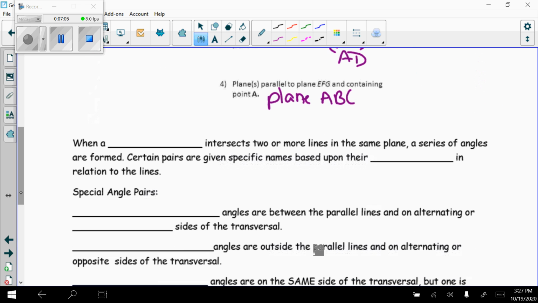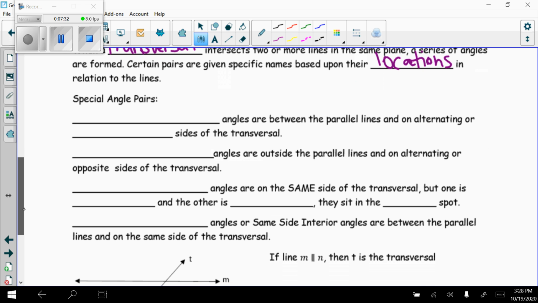All right, so let's get some more vocabulary in. When a transversal intersects 2 or more lines in the same plane, a series of angles are formed. Certain pairs are given specific names based upon their locations in relation to the lines. So special angle pairs, and we need to know all of these. We're going to use these for the rest of the year.